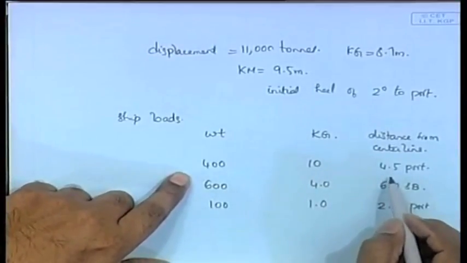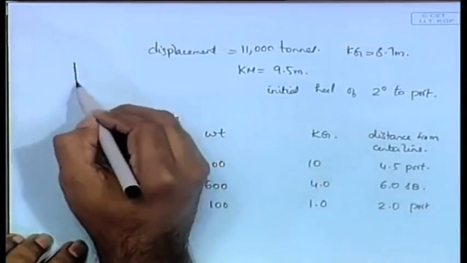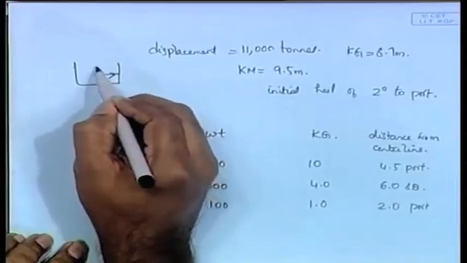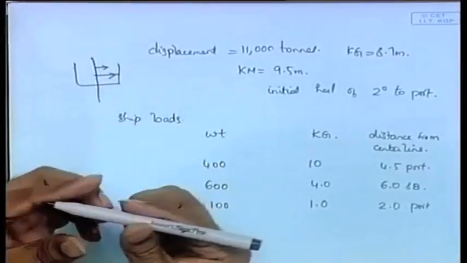Then the distance from the center line, what does it mean? It means this distance. The distance from this is the center line always. So when you have a ship like this, this is the center line of the ship, and this distance is the distance from the center line. KG is this distance. So you are given this distance and this distance.